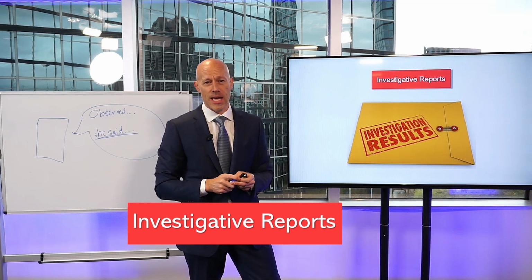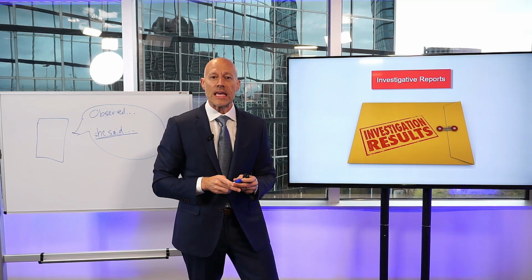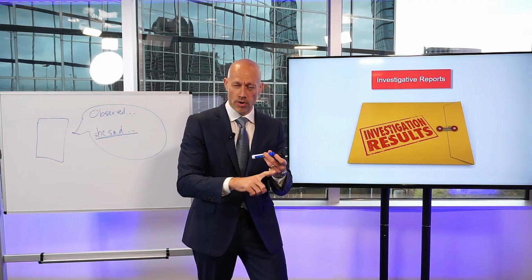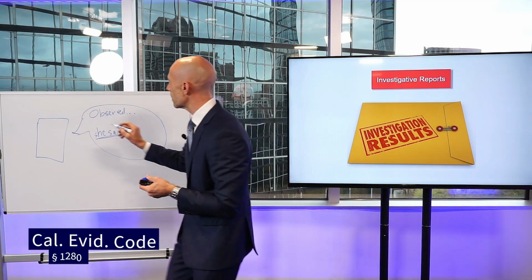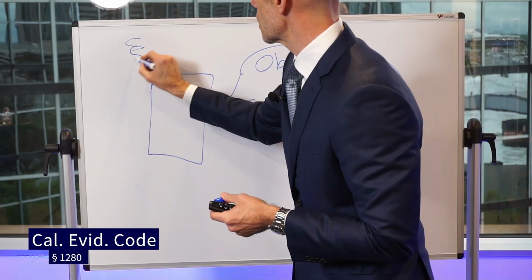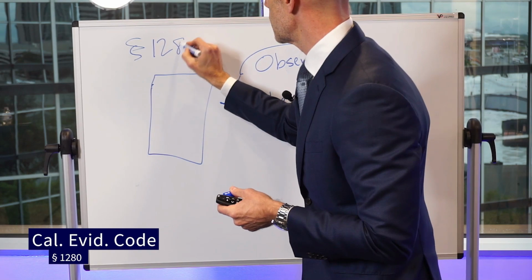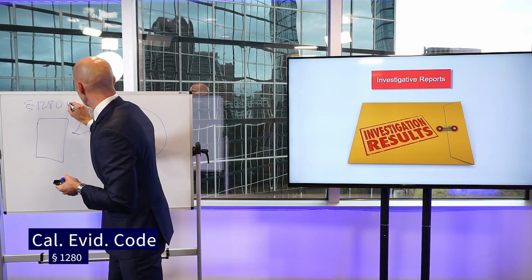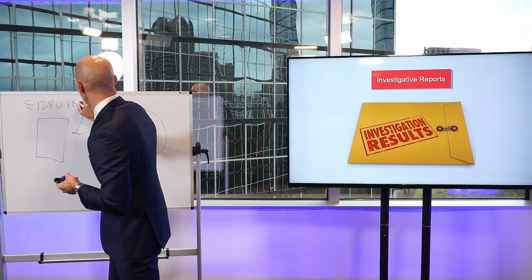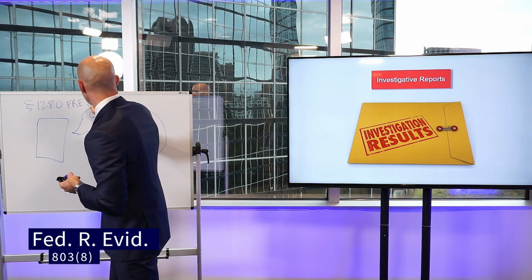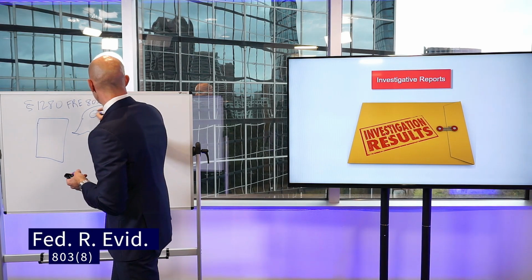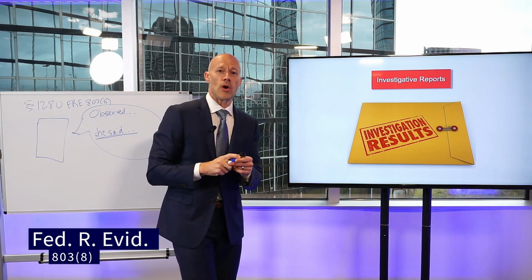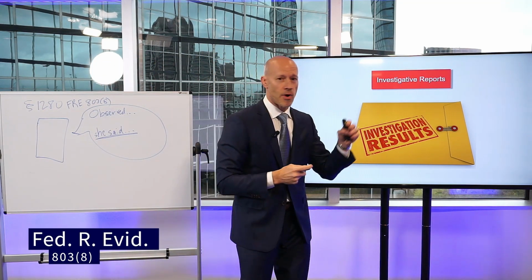Finally, investigative reports. Now, there can be plenty of types of investigative reports. If we're talking about police reports, some type of governmental entity report, in California, start with Section 1280. That is the public records exception to the hearsay rule. In federal court, we're talking about FRE 803(8). But let's talk about investigative reports by a private party.